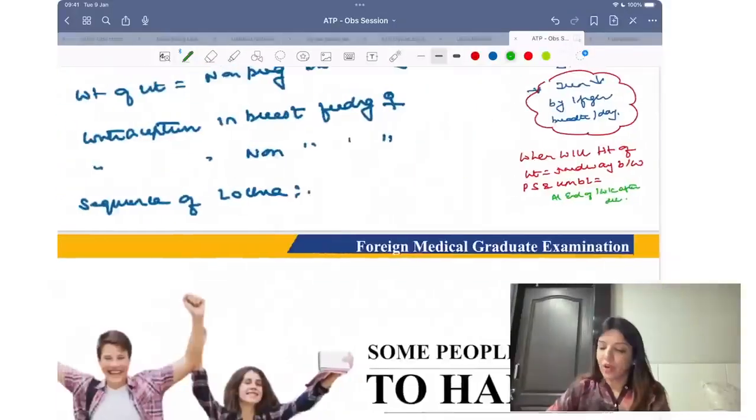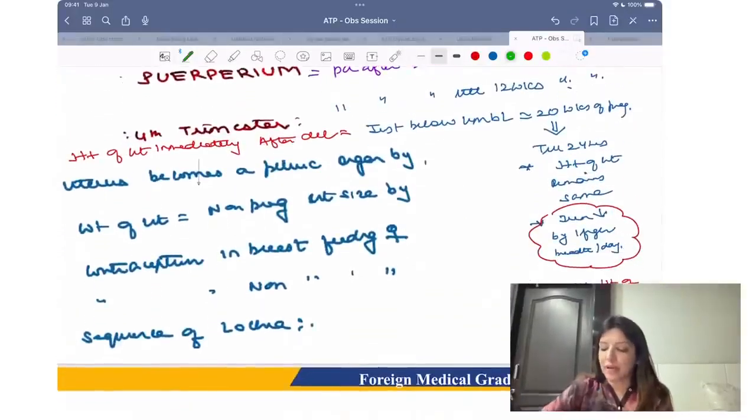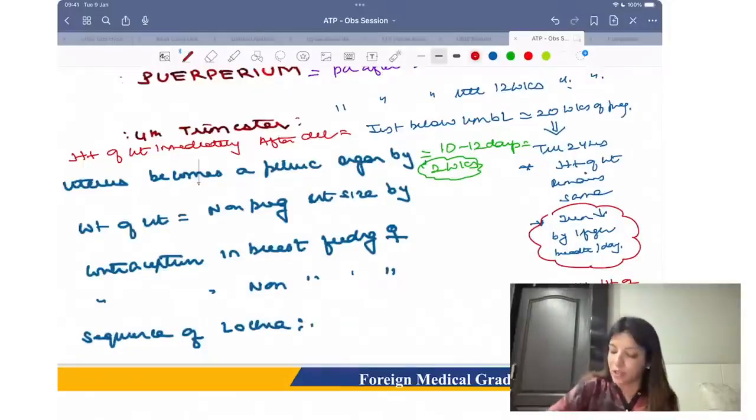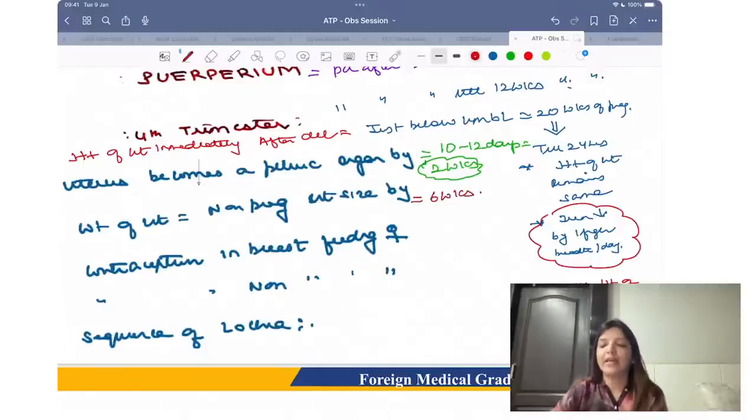Next question. When will uterus become a pelvic organ? In days, it is 10 to 12 days. In weeks, it is 2 weeks. If days are asked, then 10 to 12 days. If weeks are asked, then 2 weeks. When is the weight of the uterus equal to the weight of non-pregnant uterus? 6 weeks. Right? Next important question.